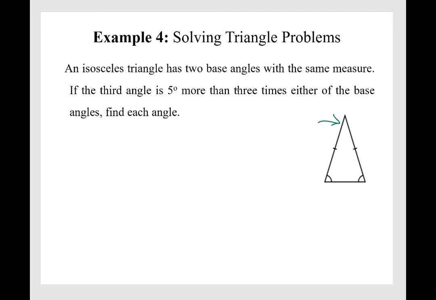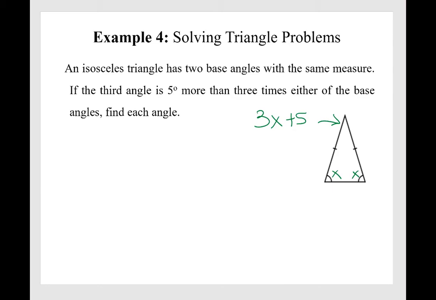Okay, so that third angle is 5 degrees more. Okay, so 5 degrees more than what? 5 degrees more than 3 times the base angle. So 3 times, we'll just call it x. So each of these down here is x. This is x and this is x. All right, so I have all 3 angles of my triangle labeled.